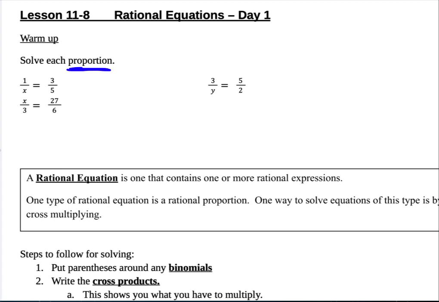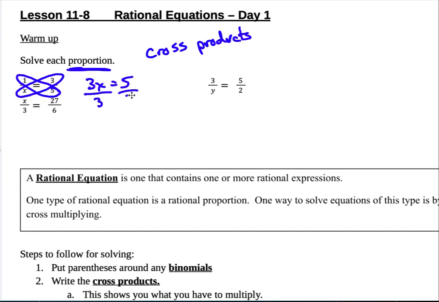Remember, to solve a proportion, we're going to find the cross products and set them equal to each other. Basically, we're multiplying the diagonals. 3 times x is 3x. 1 times 5 is 5. And then we solve it and get our solution. x is equal to 3/5.